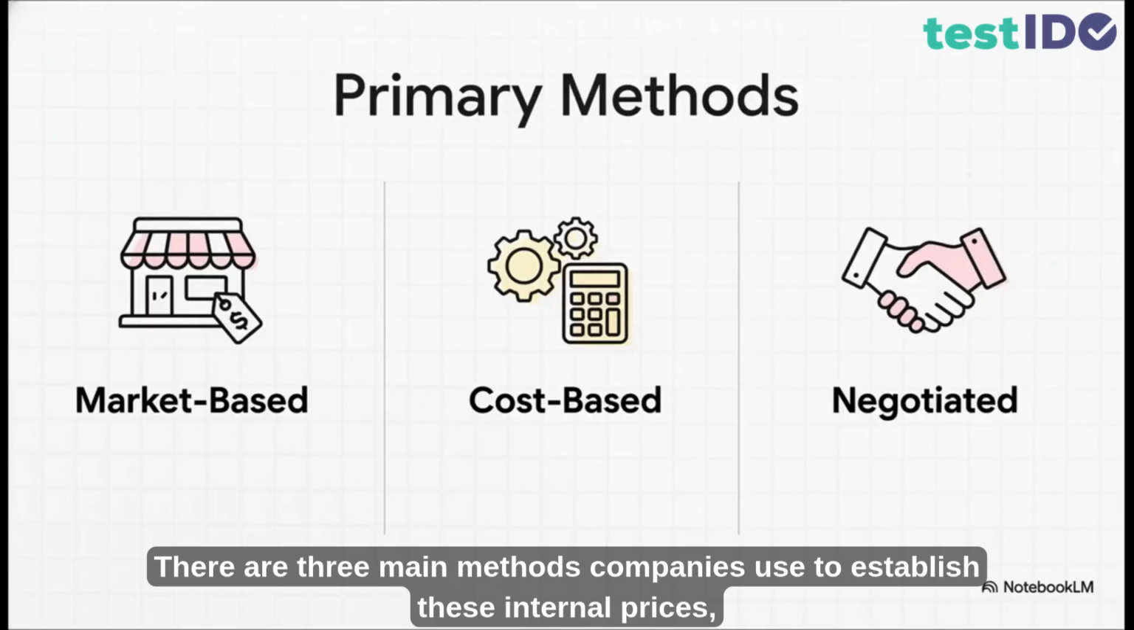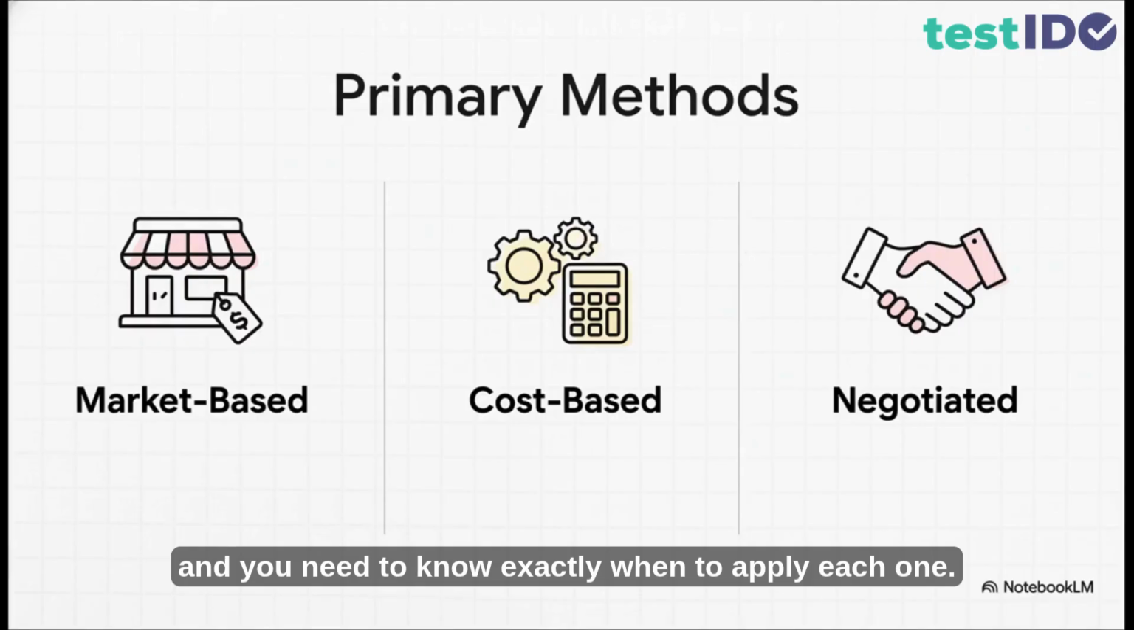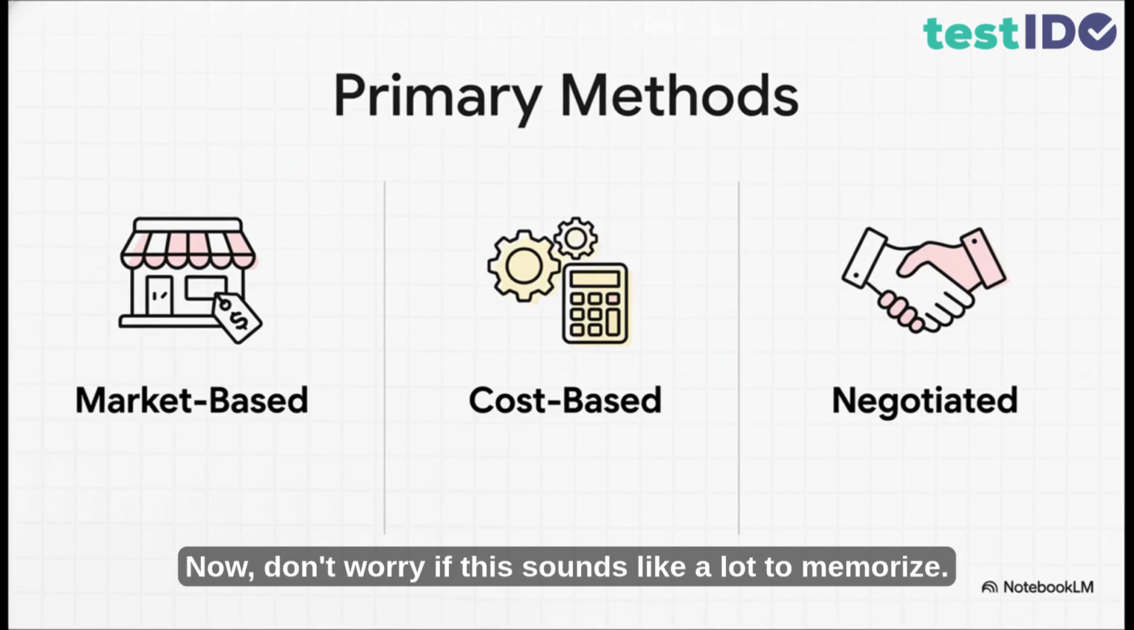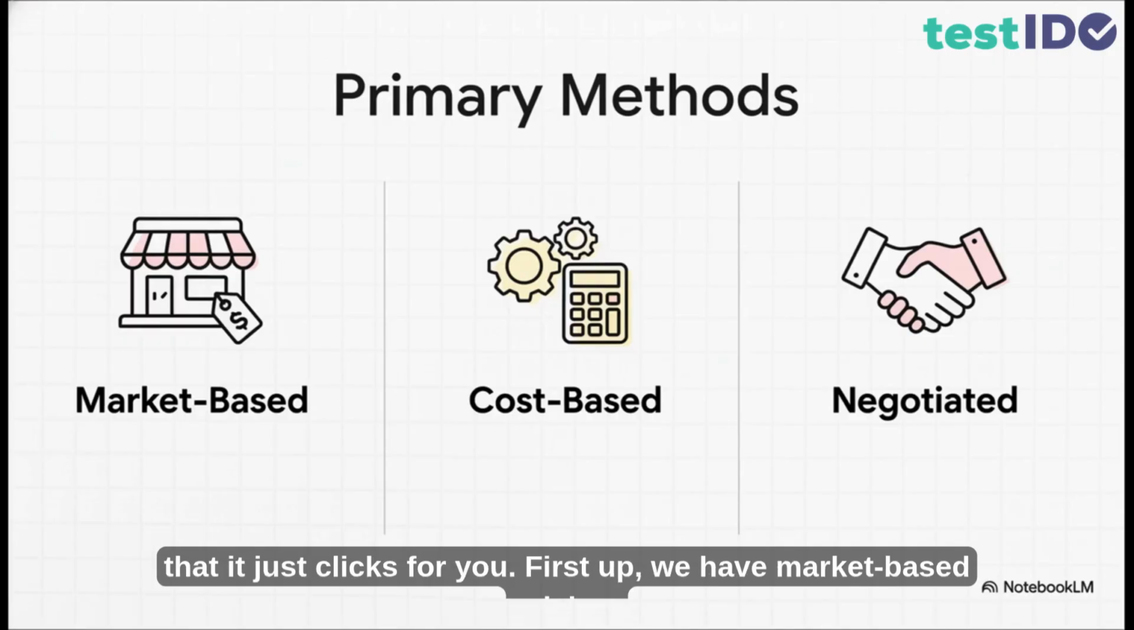There are 3 main methods companies use to establish these internal prices, and you need to know exactly when to apply each one. They are market-based pricing, cost-based pricing, and negotiated pricing. Now, don't worry if this sounds like a lot to memorize. I promise I'm going to break each of these down so simply that it just clicks for you.